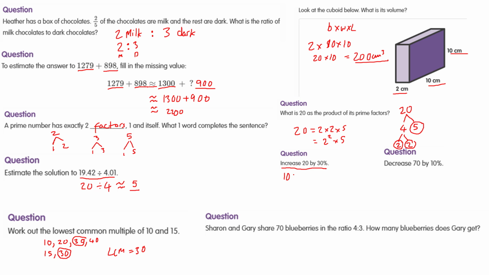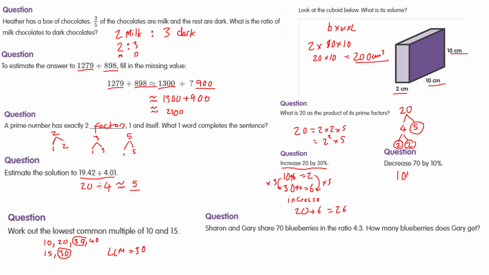So what is 10% of 20? 10% is 2. So 30% is 10% times 3, times 3. So that means 30% is 6. But it says increase 20 by 30%. So you have to increase. So all you've probably forgotten to do is 20 add 6. So that answer is 26. That's the most common mistake people make.